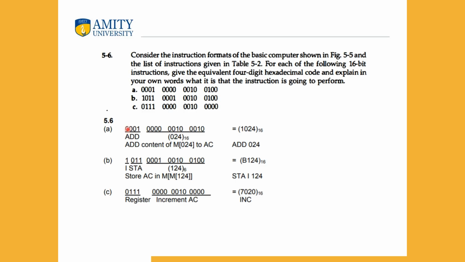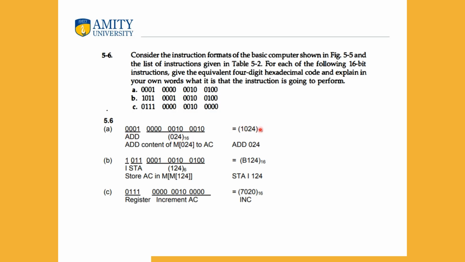Through this we can tell that I is 0 and it is 001, so it is the first instruction of the memory reference instructions, that is ADD. So we will perform add onto the following data. This is the address for the data. So 0000 is 0 in hexadecimal, 0010 is 2, and 0100 is 4. So 024 with base 16, which means hexadecimal, will be added.